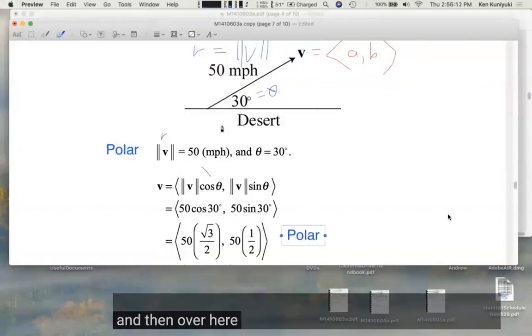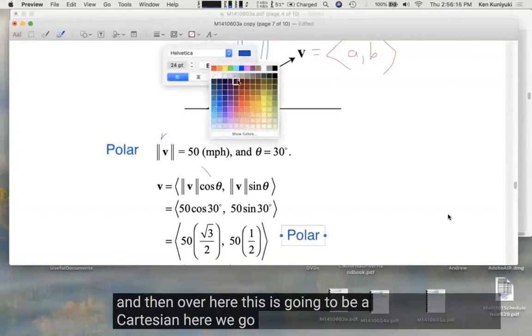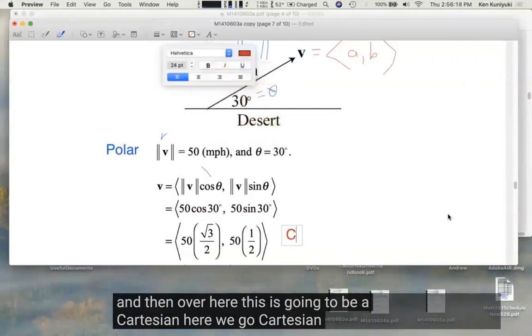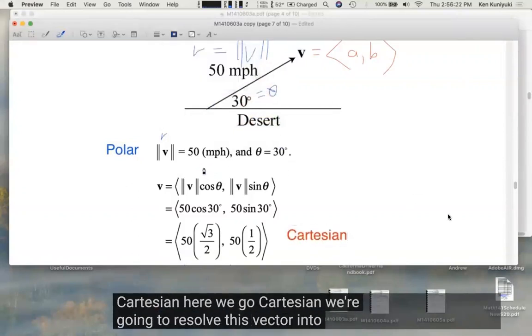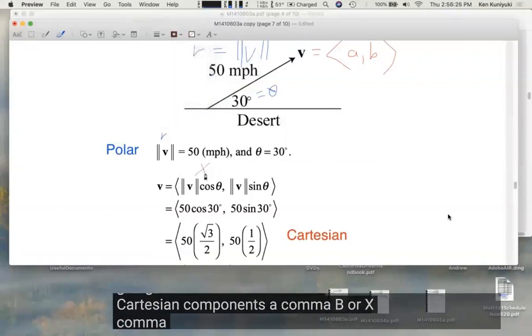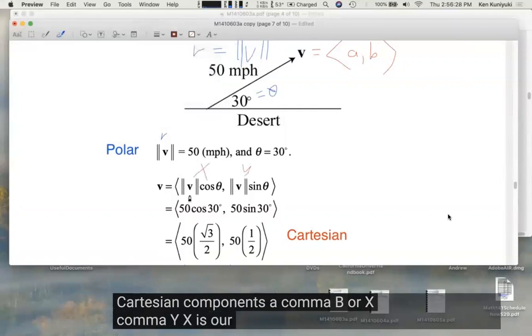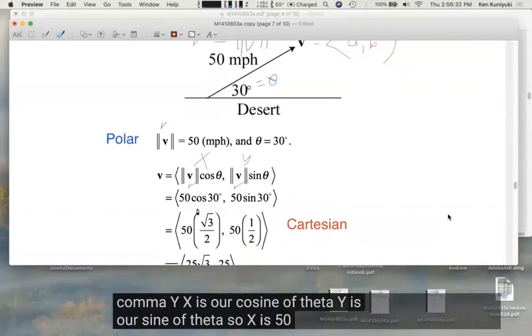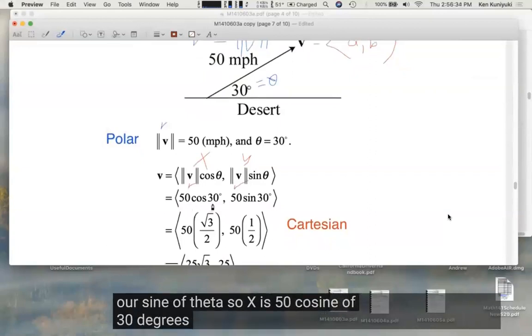And then over here, this is going to be Cartesian. Here we go. Okay. We're going to resolve this vector into Cartesian components. A comma b, or x comma y. X is r cosine of theta, y is r sine of theta. So x is 50 cosine of 30 degrees, y is 50 sine of 30 degrees.